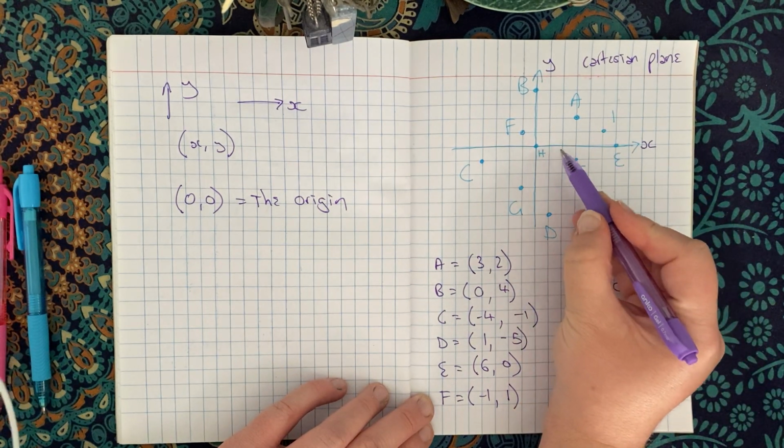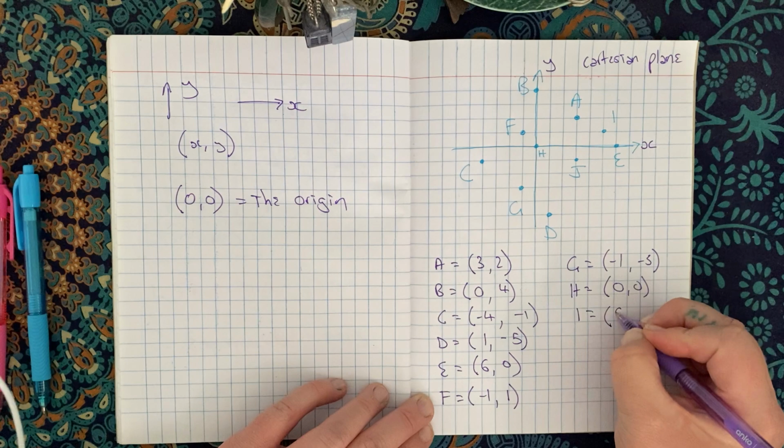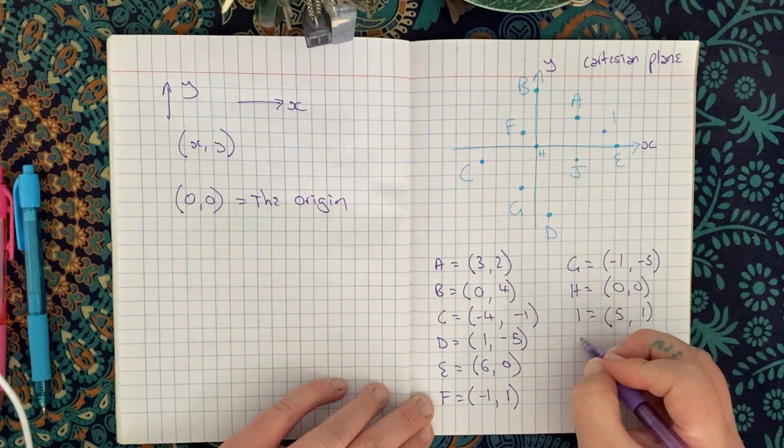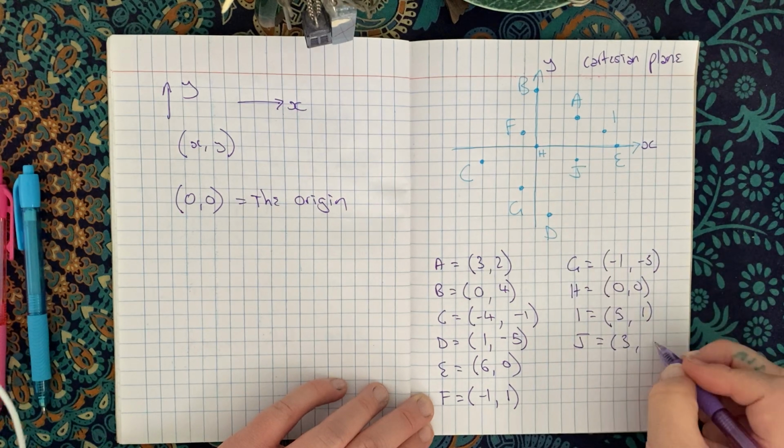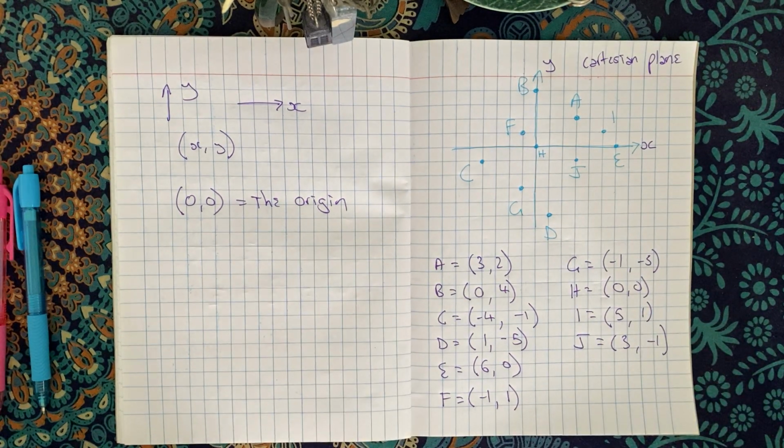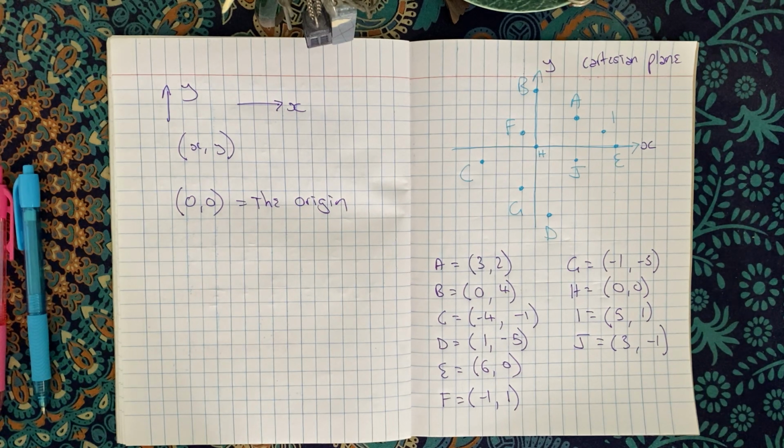I is over here, 1, 2, 3, 4, 5 on the X, and then it goes up 1. And then J is going to be 1, 2, 3 on the X, and it's only gone down 1. So hopefully those are the answers you got. Now we can also talk about coordinates.